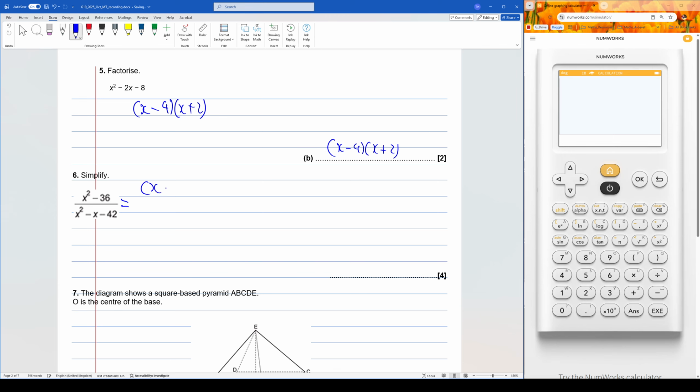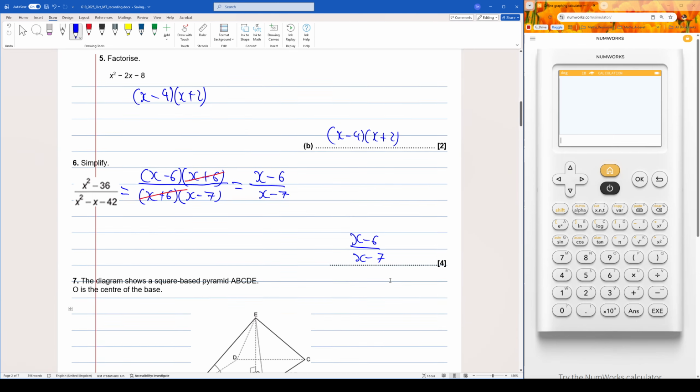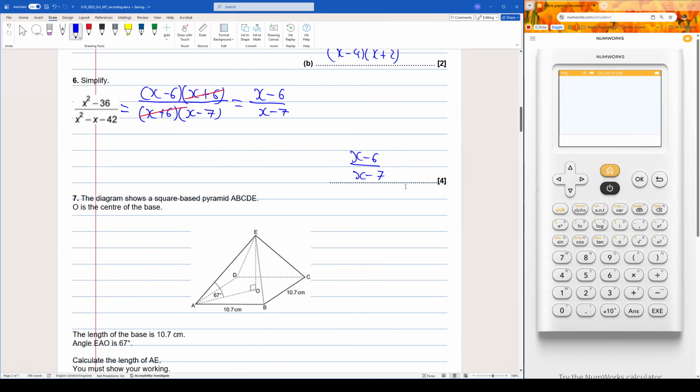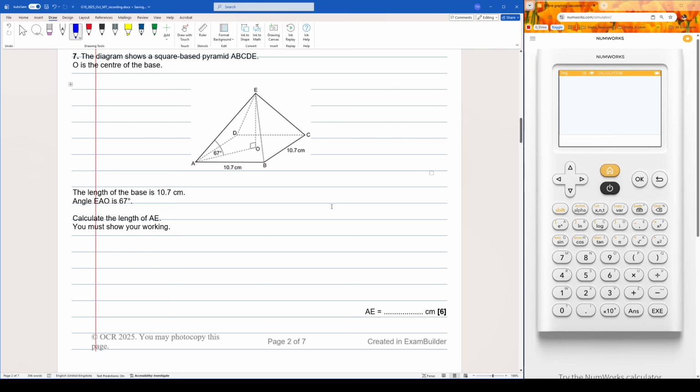This one, you split this top bit and split the bottom bit. x minus 6, or sorry, x plus 6, x minus 7. So these two brackets will therefore cancel, and I'm left with x minus 6 over x minus 7. By the way, you don't have to write it on the answer line. That's not needed. I just do it from habit.